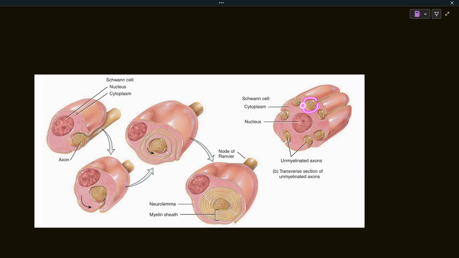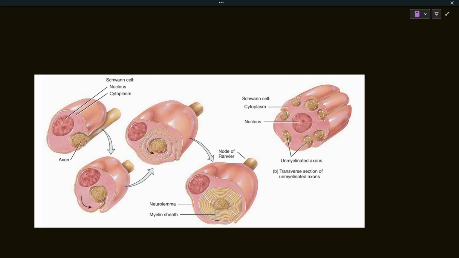there is a single layer of the plasma membrane of the Schwann cell. So the plasma membrane of the Schwann cell does not form a multi-layer structure in the unmyelinated axon. So this is what we call the neurolemma. So this is the neurolemma, but it is not forming the myelin sheath. So the unmyelinated axons, they have neurolemma. So what is neurolemma? Neurolemma is the outer covering which is formed by the Schwann cell. So it is the sheath of the Schwann cell which has the nucleus and has the plasma membrane.